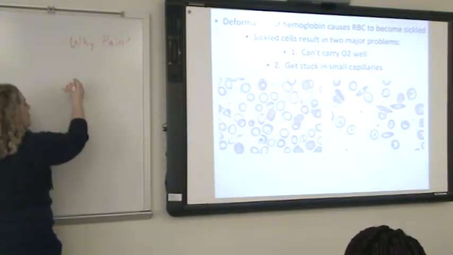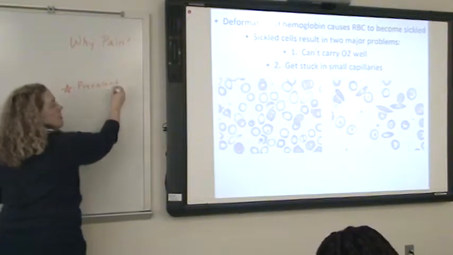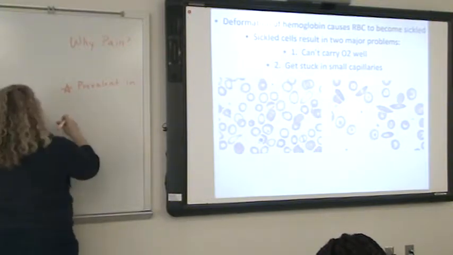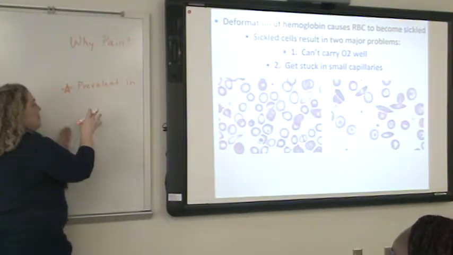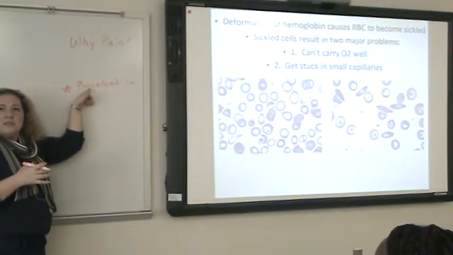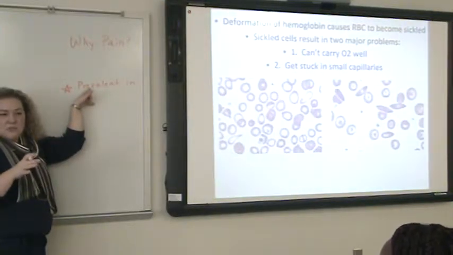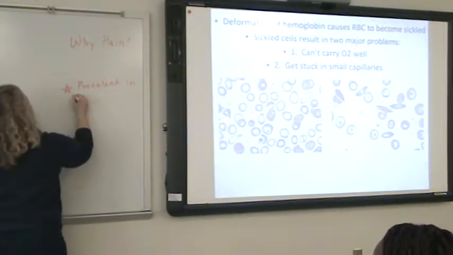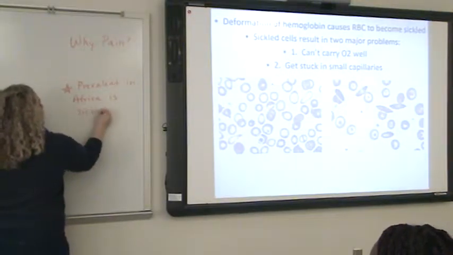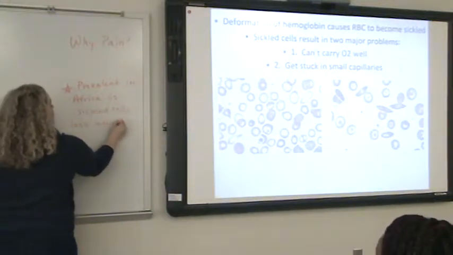This is why this is more prevalent in Africans. Who knows this already? Isn't it to do with malaria? It is. You're from Africa. Yes, I am. You probably would not be prone to sickle cell disease because your ancestors were from Africa. Okay, so the reason why it's prevalent in Africa is this, that sickled cells are less infected by malaria.